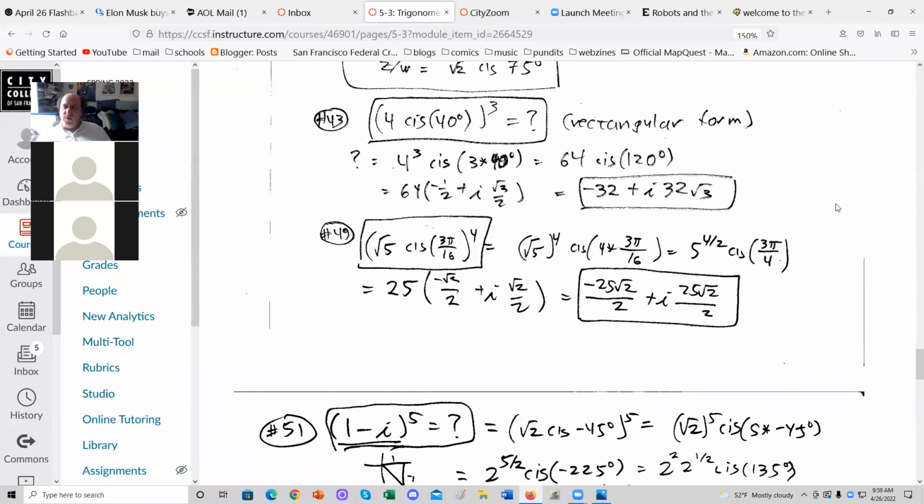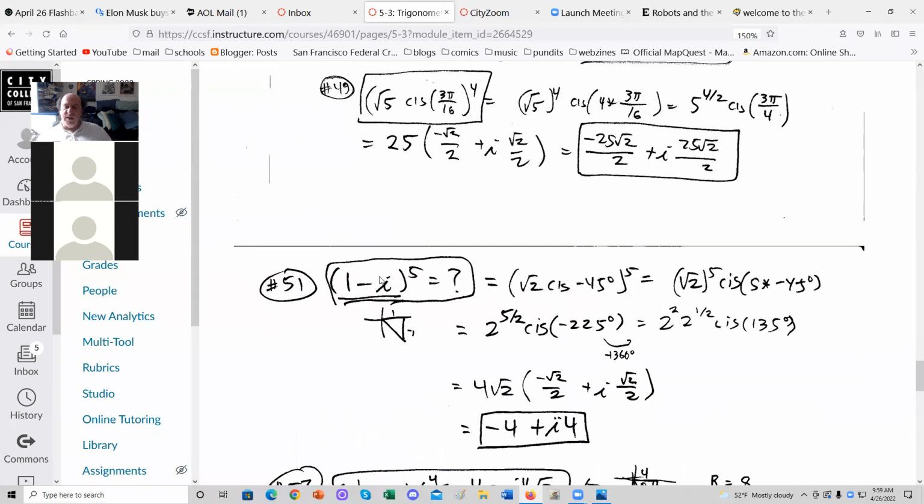Cis 3 pi over 4 is in the second quadrant. Minus root 2 over 2 is the cosine. Root 2 over 2 is the sine. And then multiply all that by 25, you get negative 25 root 2 over 2 plus i times 25 root 2 over 2. That's the answer here.